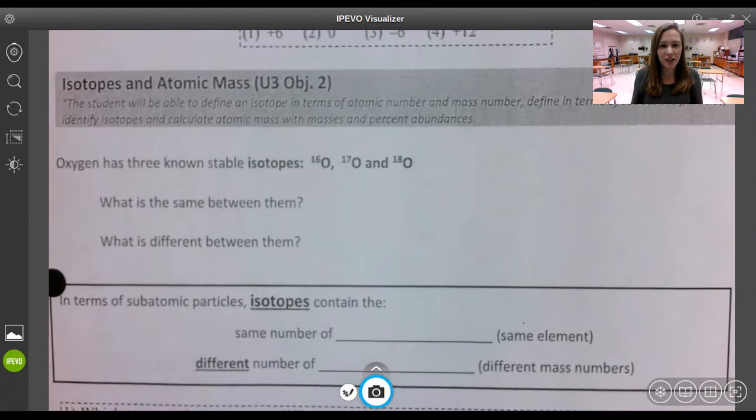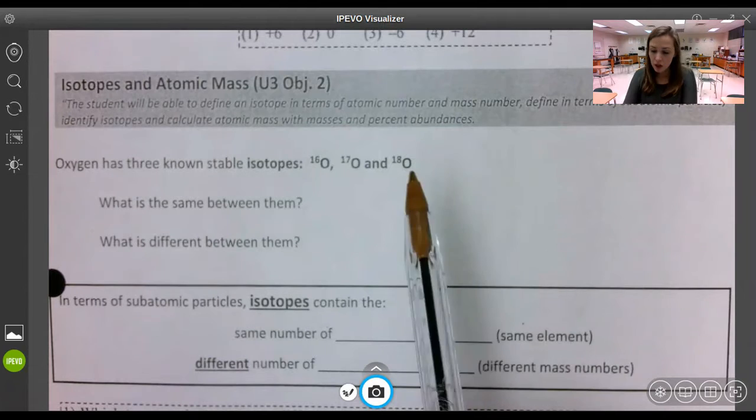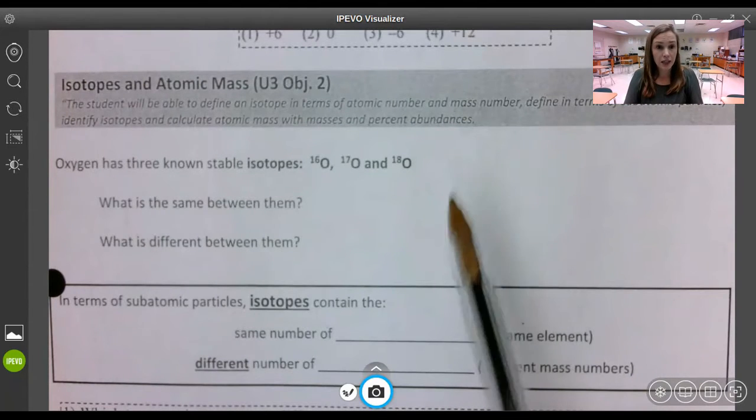All right, good morning. In this next objective, we are going to be talking about something called isotopes and how to calculate the atomic mass, which is a weighted average. Before this point, we've already talked about protons, neutrons, and electrons, and how to determine them. We've also already talked about atomic number and mass number. So let's first get into defining isotopes.